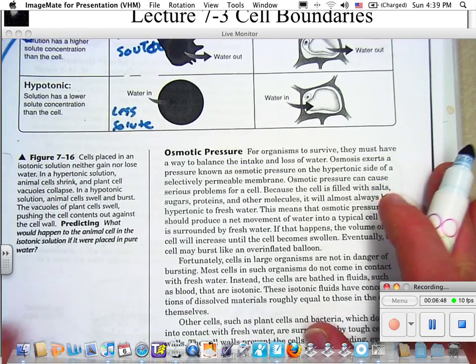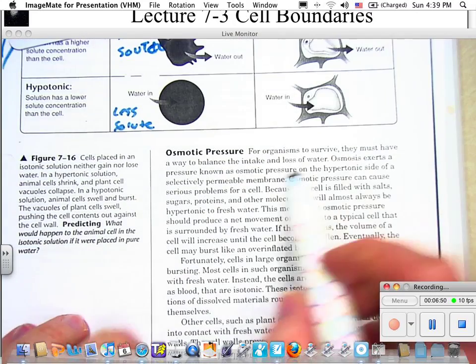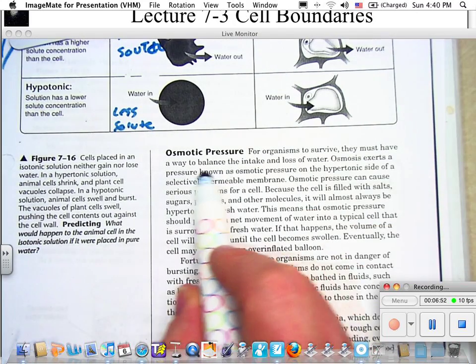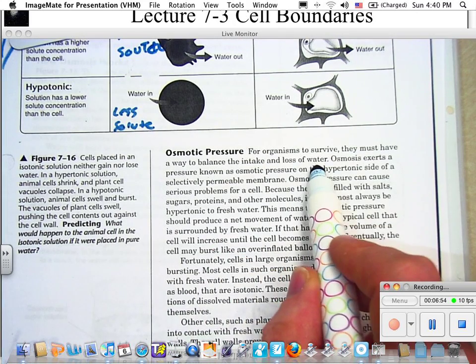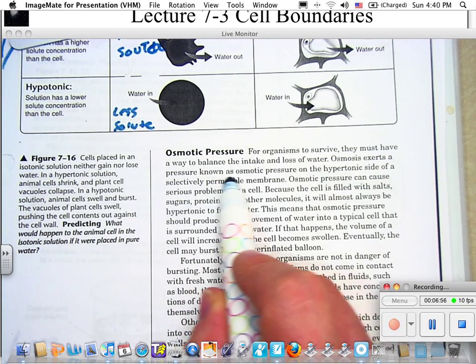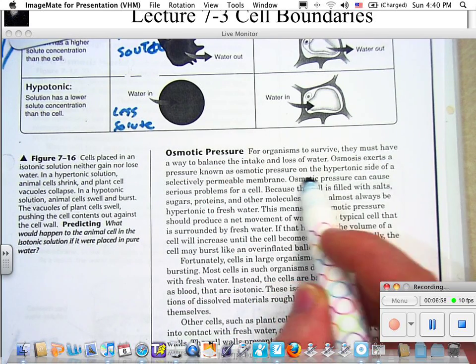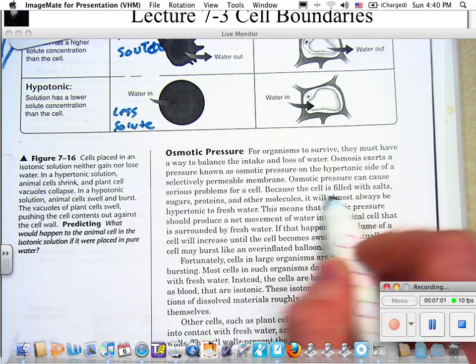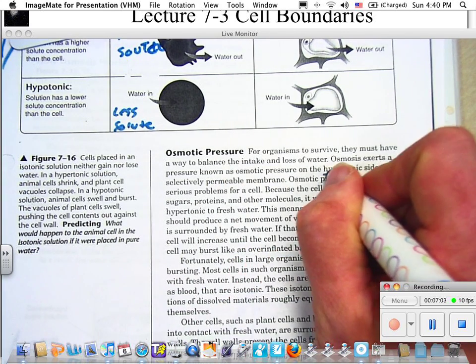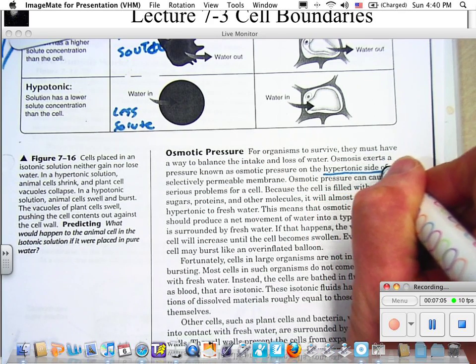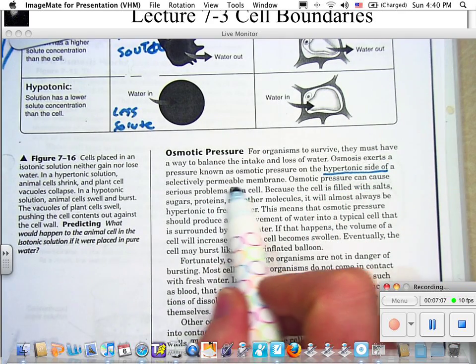Osmotic pressure. For organisms to survive, they must have a way to balance the intake and loss of water. Osmosis exerts a pressure known as the osmotic pressure, on the hypertonic side, that means the side with less solute, of a selectively permeable membrane.